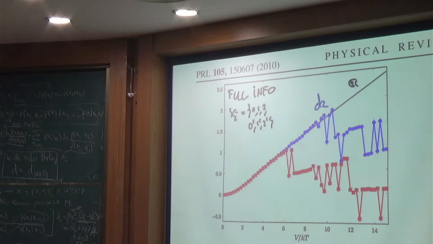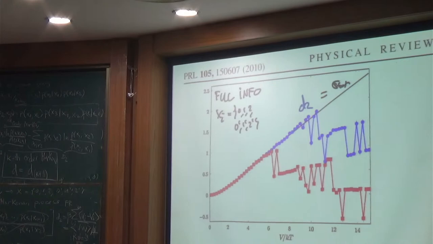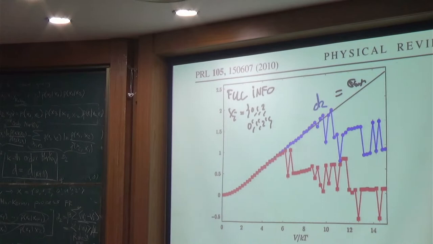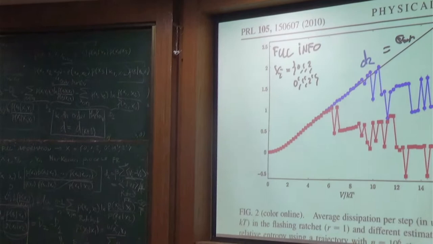Sigma total equals D2, and D1 is 0. I told you before. This is with full information. The complete Markovian process starts with D2, that was the beginning. D2 is one jump. D1 is zero.